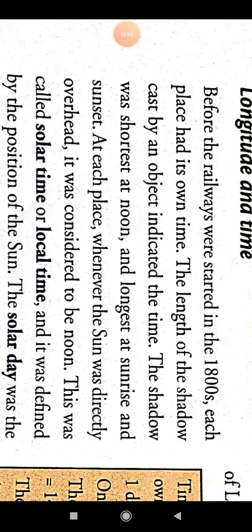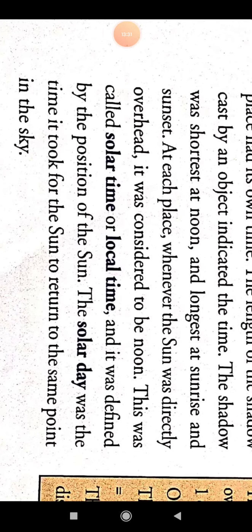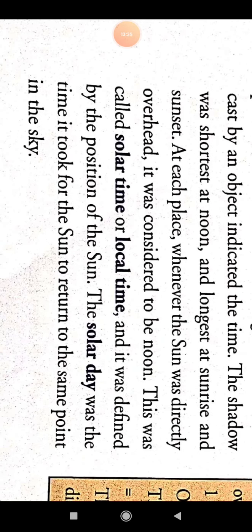The shortest shadow is at noon and the longest at sunrise and sunset. But whenever the sun was directly overhead, it was considered to be noon, and this was called the solar time or local time. What is solar time or local time? Whenever the sun was directly overhead, it is considered to be noon, and this time is called the solar time or the local time. It is defined by the position of the sun, and the solar day was the time it took for the sun to return to the same point in the sky.